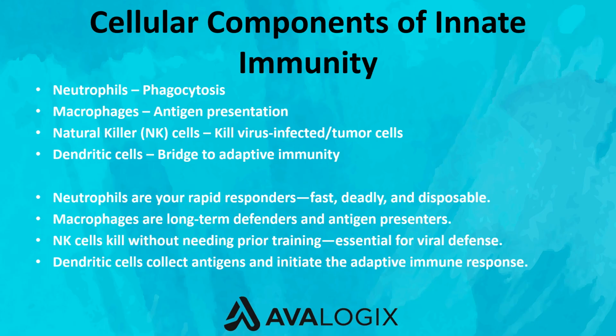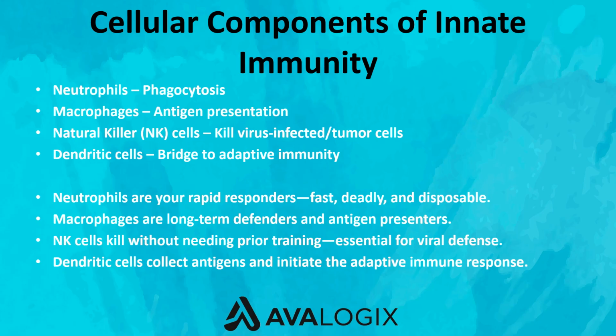Next up, macrophages. The name literally means big eaters, and they live up to it. They originate from monocytes in the blood, then migrate into tissues where they mature. Macrophages also phagocytose pathogens, but they stick around longer than neutrophils and do more. They're like the cleanup crew and the investigators combined. Why? Because after they digest pathogens, they can present fragments of those pathogens, called antigens, on their surface to alert the adaptive immune system. So they're not just killers, they're communicators, too.